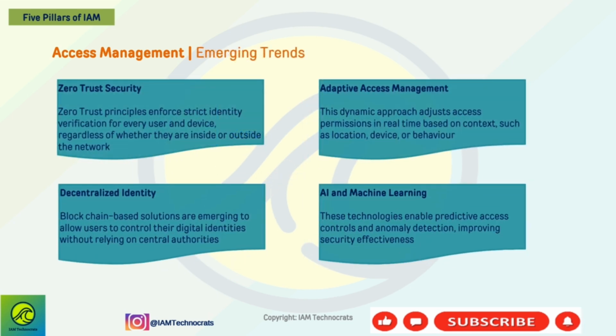Let's look into the emerging trends in access management. First, Zero Trust Security. Zero Trust principles ensure strict identity verification for every user and device, regardless of whether they are inside or outside the network. Adaptive Access Management. This dynamic approach adjusts access permissions in real time based on context such as location, device, or behavior.